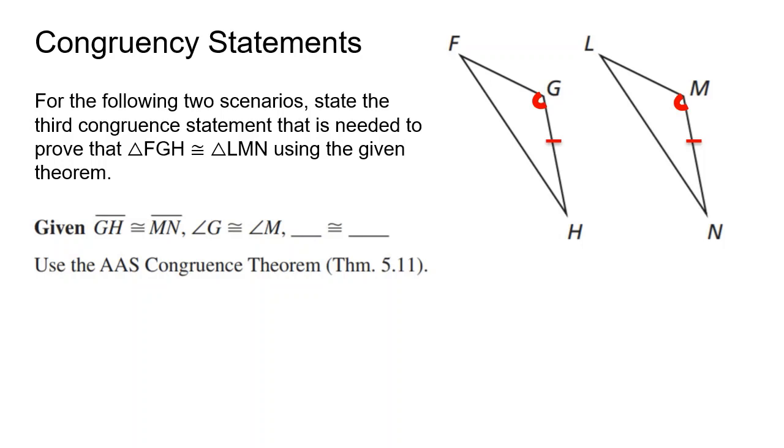We need to have either all 3 pairs of corresponding sides that are congruent, or a couple of angle pairs that are congruent with a side that's congruent, or 2 pairs of corresponding sides that are congruent with another pair of angles that are congruent. So in this case, we want to prove that these triangles are congruent using the angle-angle-side congruence theorem.